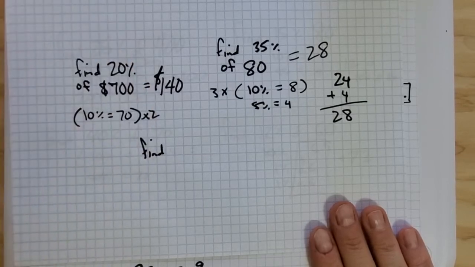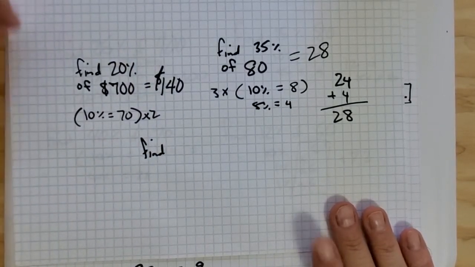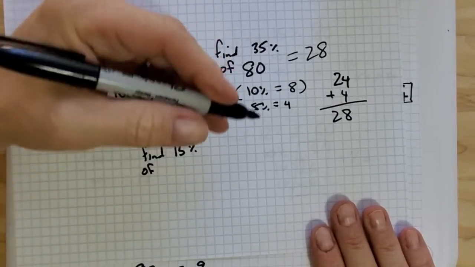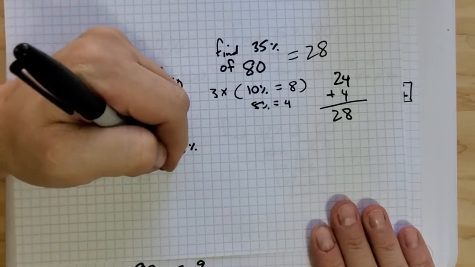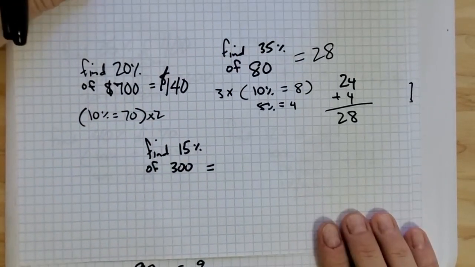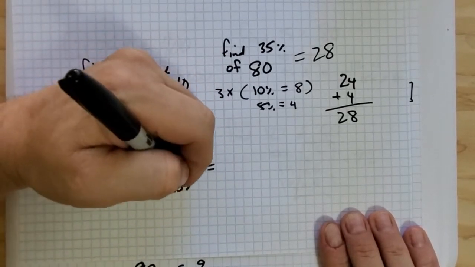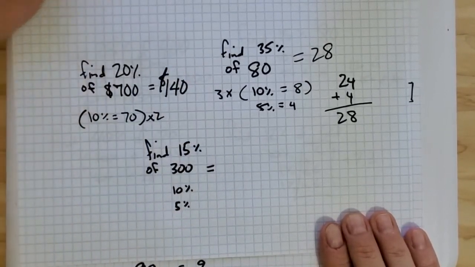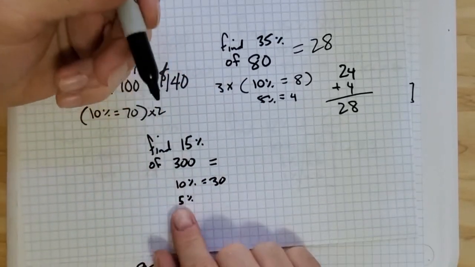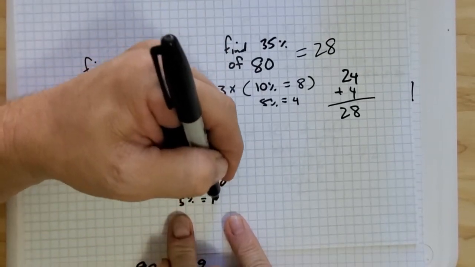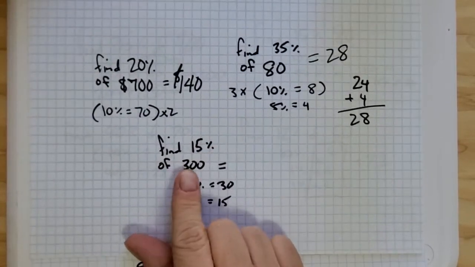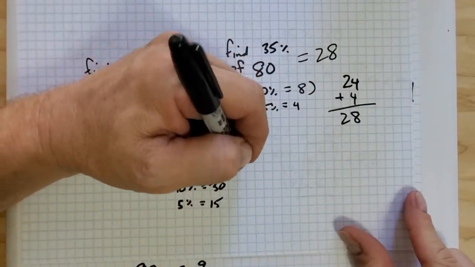Let's go with find 15% of 300. Go ahead and do that. Very good. Find 10%, then find 5%. Well, 10% of this would be 30. And then to find 5%, you just cut that in half. So it's going to be 15, right? So 15% of 300 is these put together, which is 45.